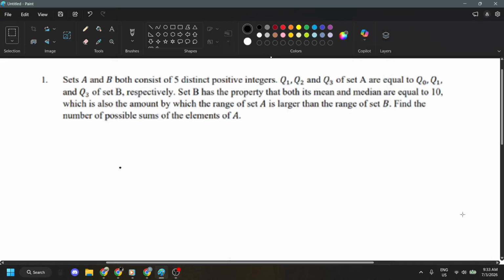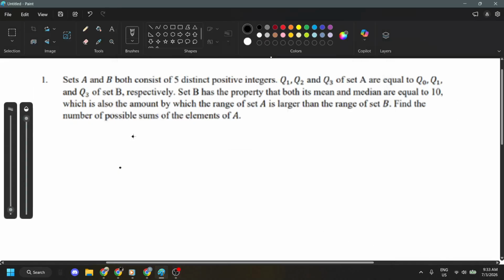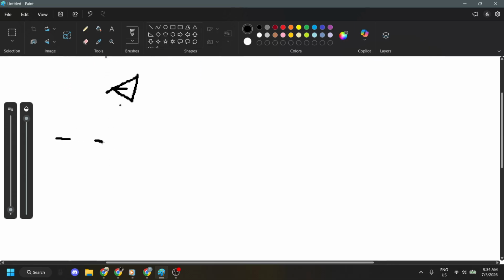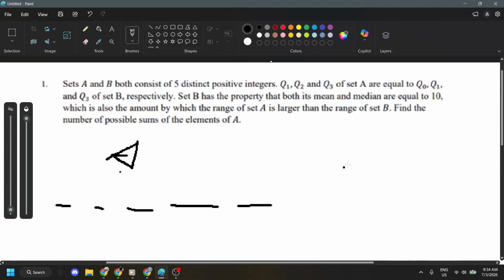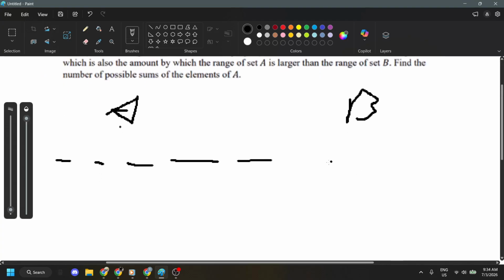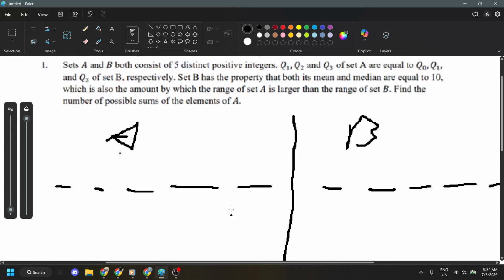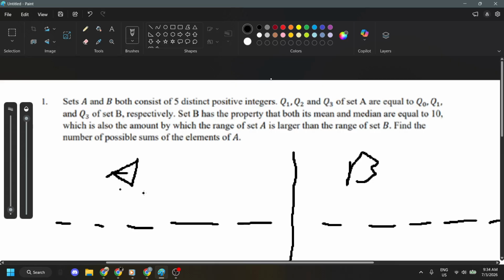Hi guys, let's start. Sets A and B both consist of 5 distinct positive integers. So A is 1, 2, 3, 4, 5, and B is also 1, 2, 3, 4, 5. Q1, Q2, Q3 of set A is equal to Q0, Q1, and Q3 of set B.